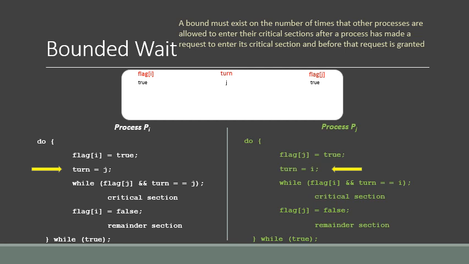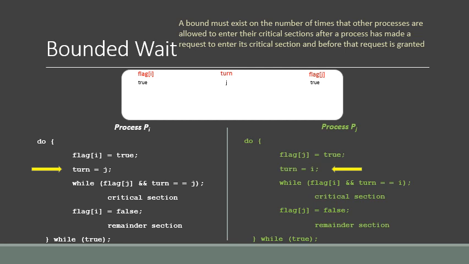Suppose both of these processes, Pi and Pj, want to execute their critical section. So both of these processes will change the corresponding flag value to true. However, when they execute the next statement of their entry section, which is the assignment to the turn variable, they will execute the corresponding turn statements concurrently.